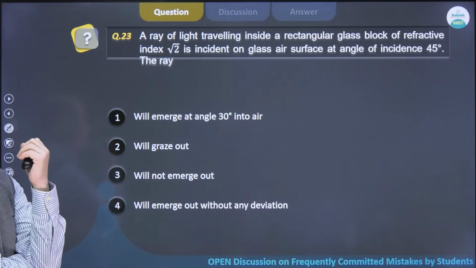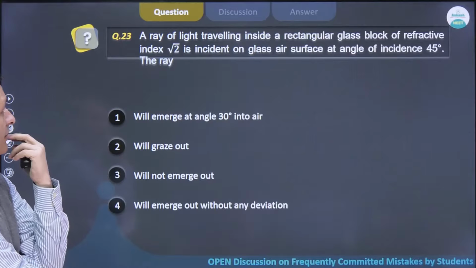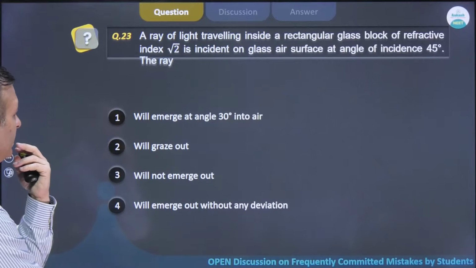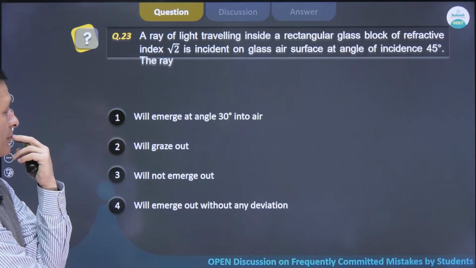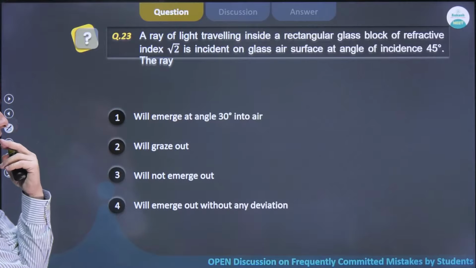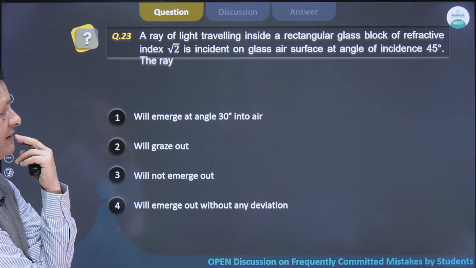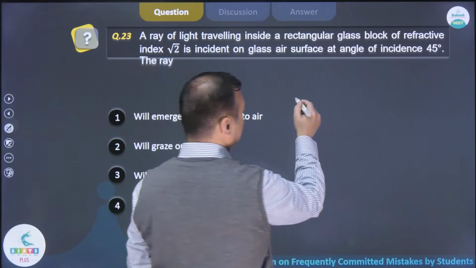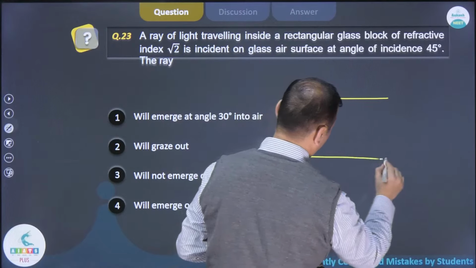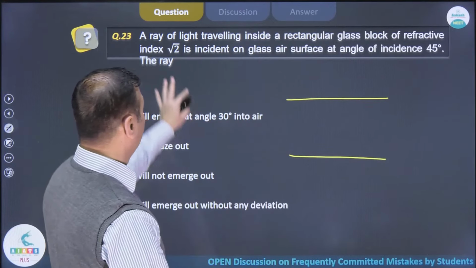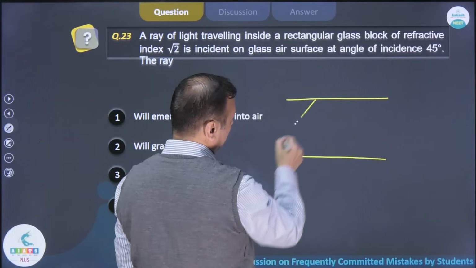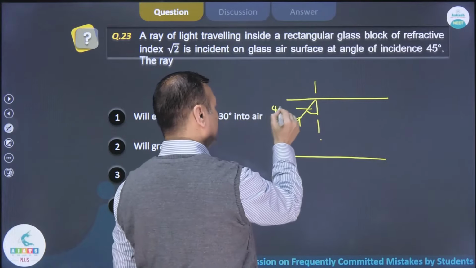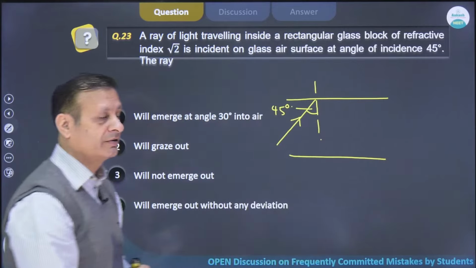Now, the third question, that is from the optics part. A ray of light traveling inside a rectangular glass block of refractive index root 2 is incident on glass air surface at an angle of incidence 45 degree. The ray will, okay, just pay attention. So this is your glass slab. Its refractive index is given to us as root 2. So there is light, and this light is incident at an angle of 45 degree. You got it?